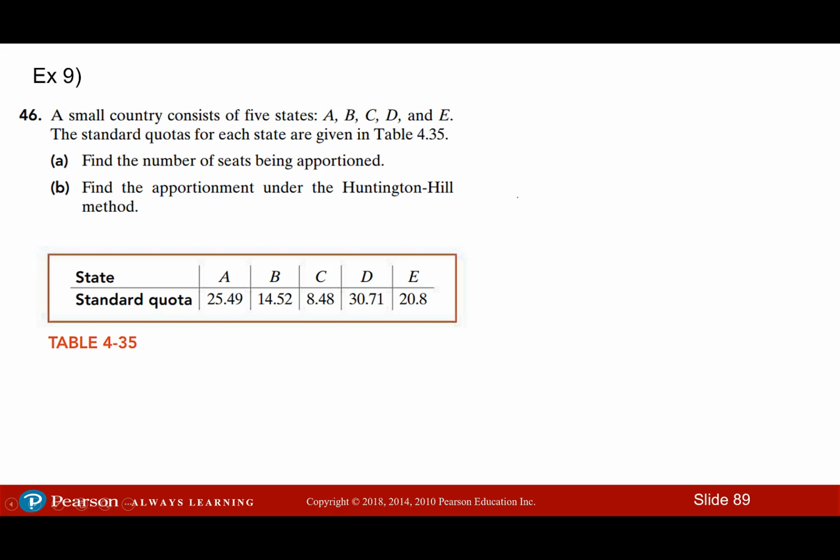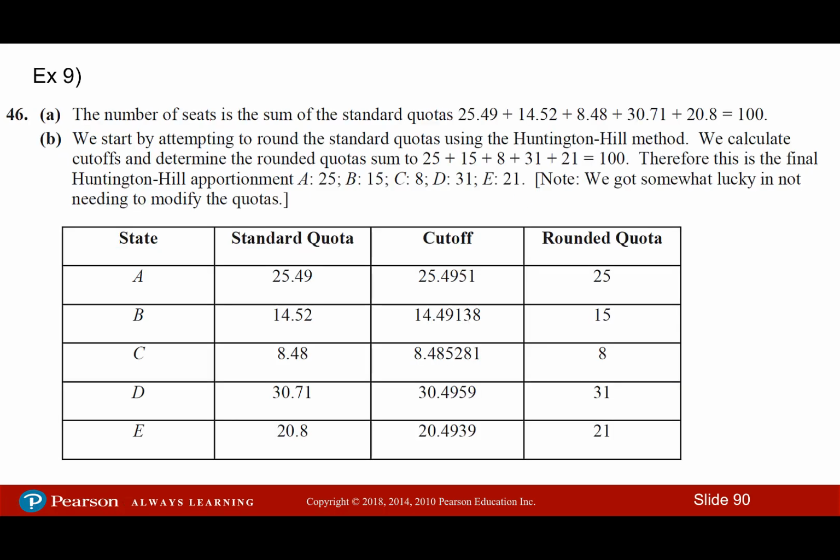Number 9. Small country consists of A, B, C, D, E states. The standard quotas for each are given. There's our quotas. Find the number of seats being apportioned. Again, got to work backwards here. And find the apportionment under the Huntington-Hill method. Oof, okay. So let's go for it here. So for A, we're going to add up the numbers. So the number of seats is the sum of the standard quotas, if you add this up, ooh, this is kind of fun. Look at this. There's 100 seats.